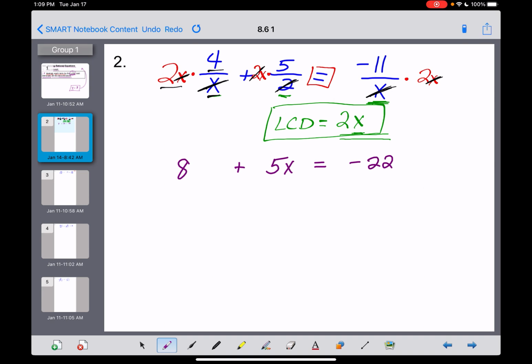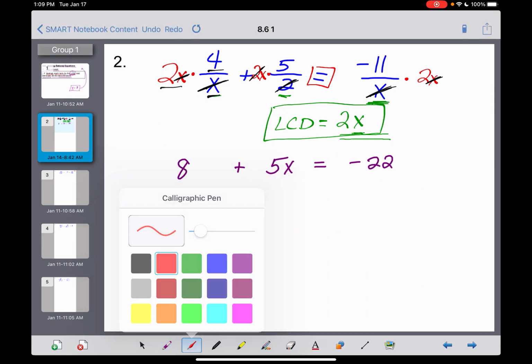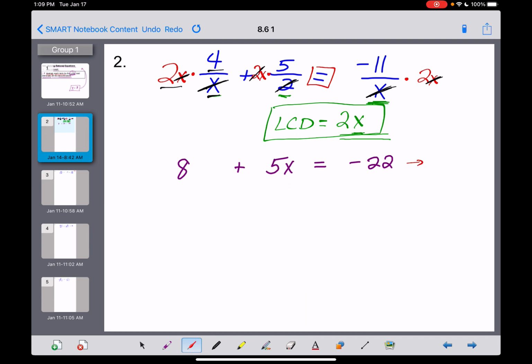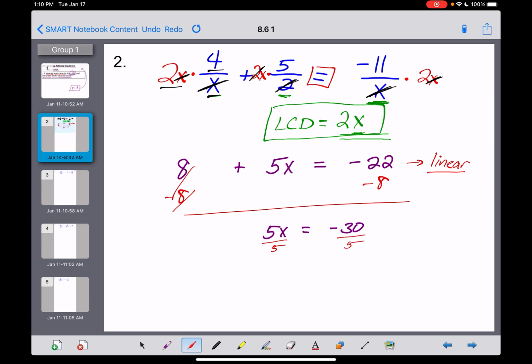So now, what I was hoping you guys would recognize is that the equation we are left with right here is a linear equation. And this is the kind of equation you've been solving since about 7th grade. So what are we doing here, guys? We're going to subtract that 8 from both sides of the equation here. Okay, and we're going to get 5x is equal to negative 22 minus 8 is a negative 30, and then we'll just divide both sides by 5 here, and this should be our solution now. X is equal to negative 6.